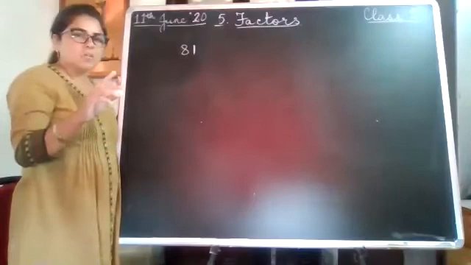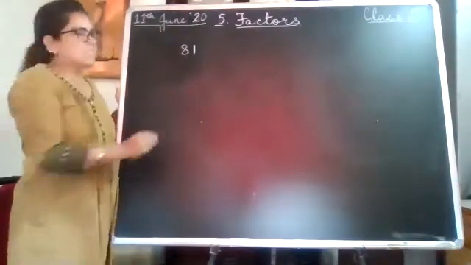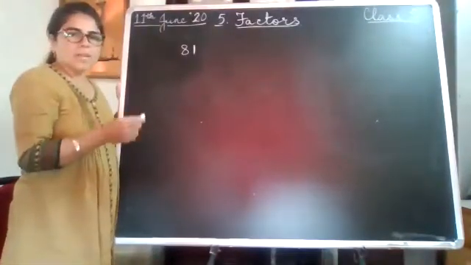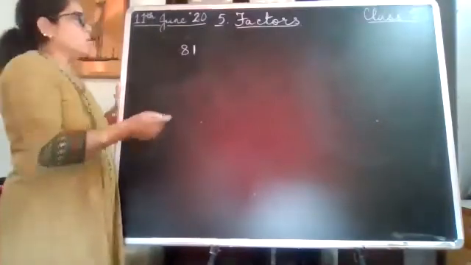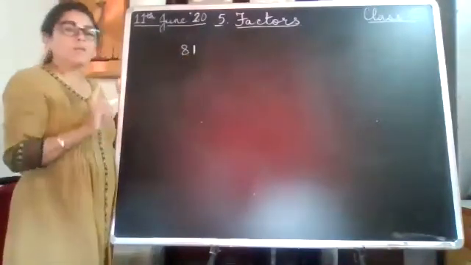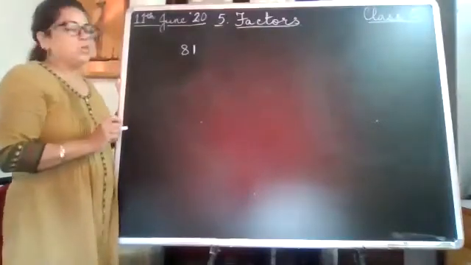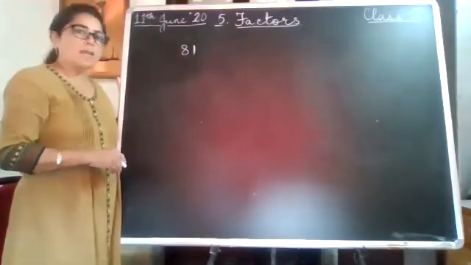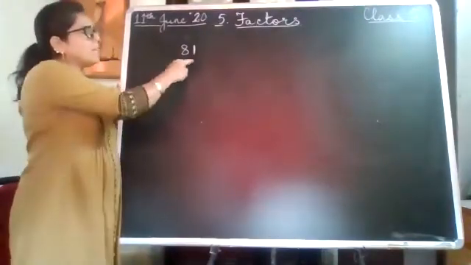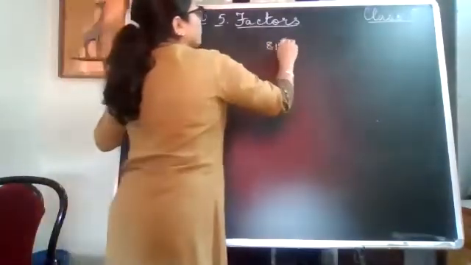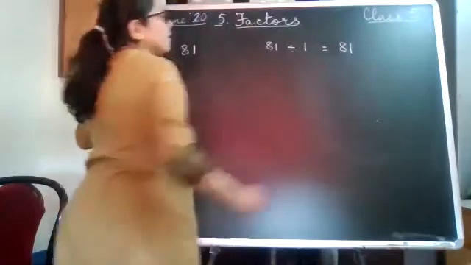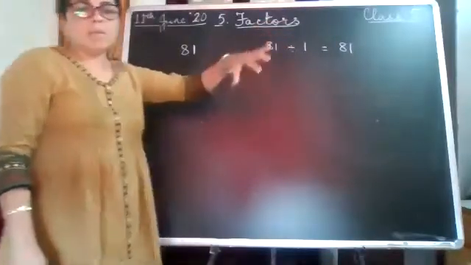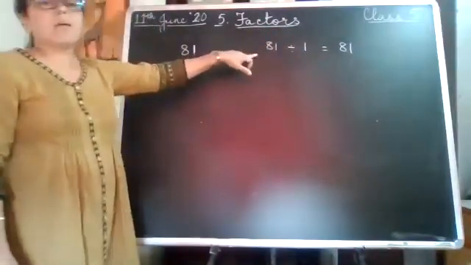The first test that we learned was 2. And we had to look at the last digit. If the last digit is 2 or 4 or 6 or 8 or 0, the number will be divisible by 2. So if I look at the last digit here, it is 1. So I know that this number is not divisible by 2. And before 2, what number do we have? We have 1. And 1 can divide any number. If you divide 81 by 1, you will get 81. Any number divided by 1 will give you the same number. It means 1 can divide every number.